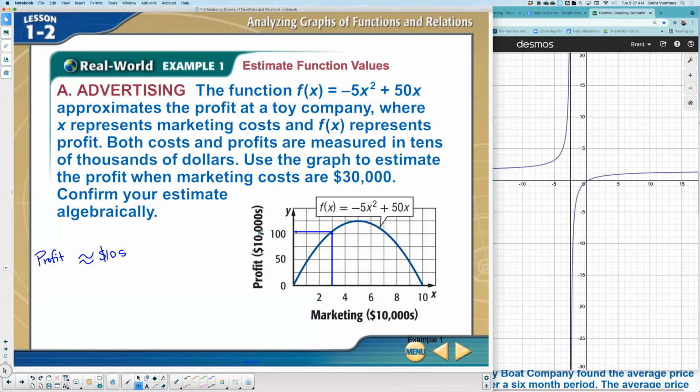That's right. We learned this last class. You do function substitution. You'd plug in f of 30 since it was an x value, f of 30, and see what comes out. And I'll just use the calculator.